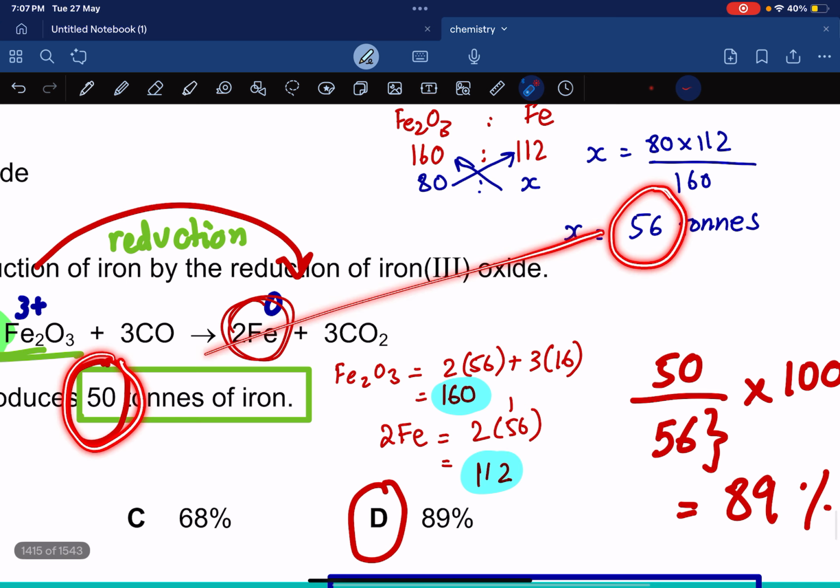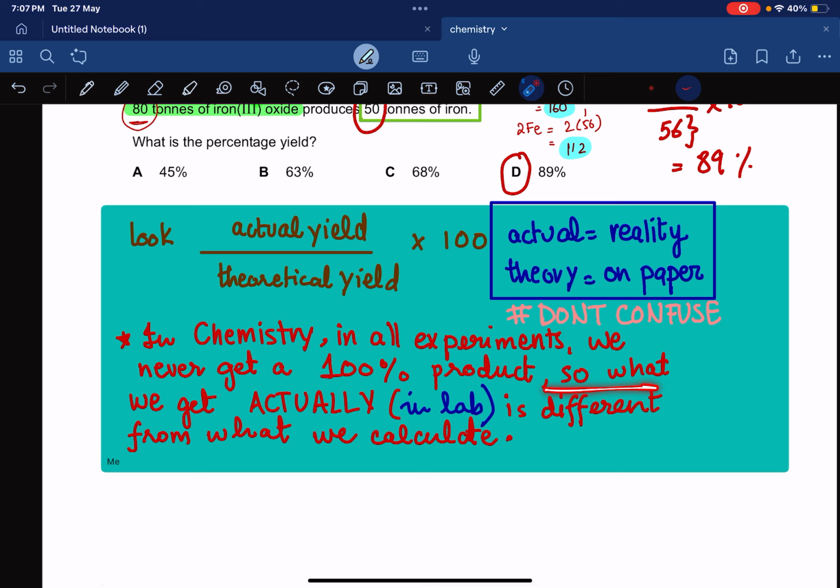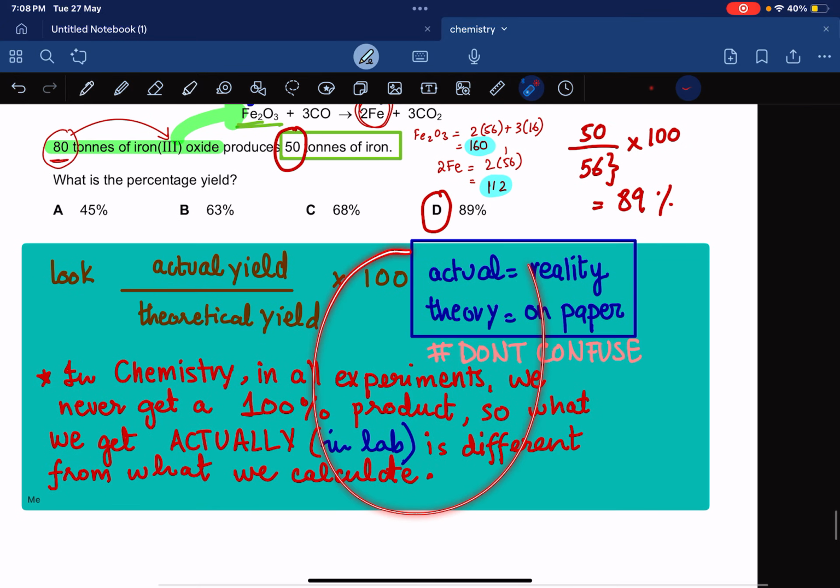Always remember that in chemistry, there is never 100% yield possible. That's rarely possible. So what we get actually in lab is different from what we calculate. So what I do in lab is going to be different from the paper calculation. That was the key concept in this question.